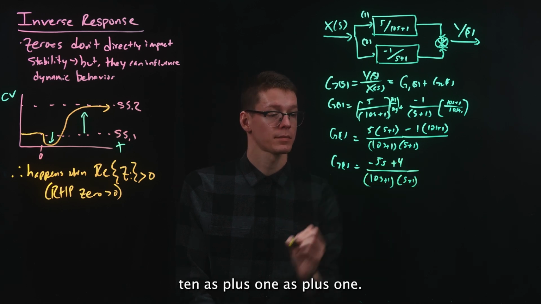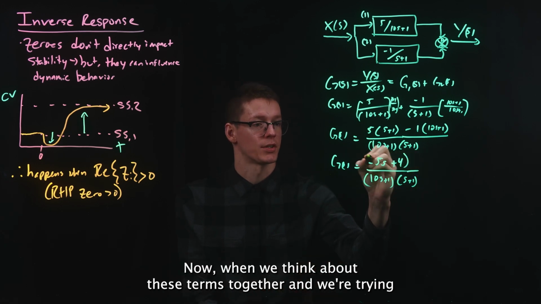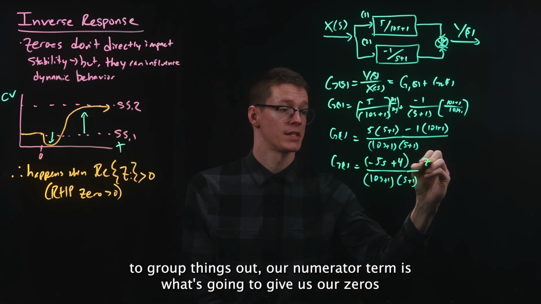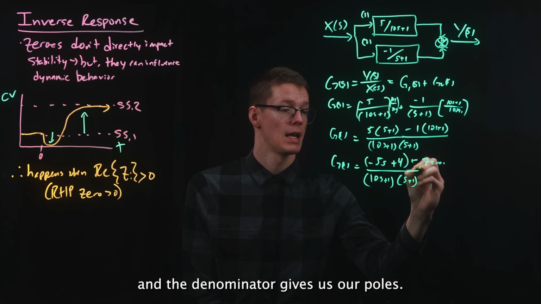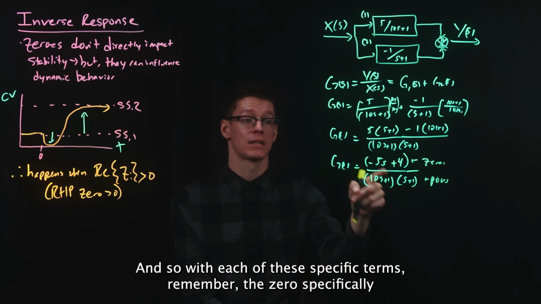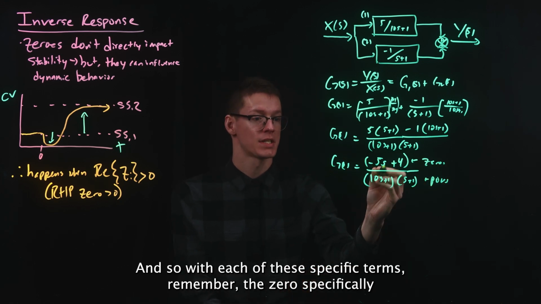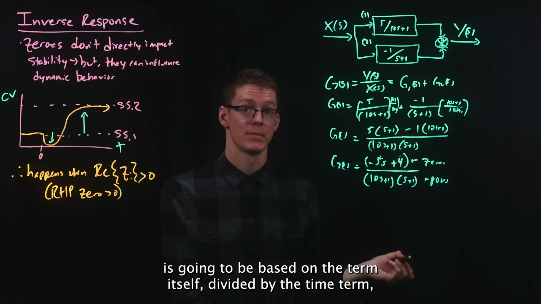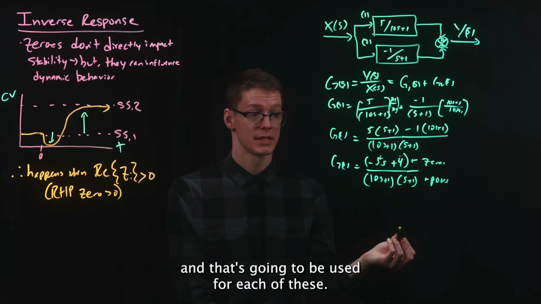Now, when we think about these terms together and we're trying to group things out, our numerator term is what's going to give us our zeros, and the denominator gives us our poles. And so with each of these specific terms, remember, the zero specifically is going to be based on the term itself divided by the time term. And that's going to be used for each of these.